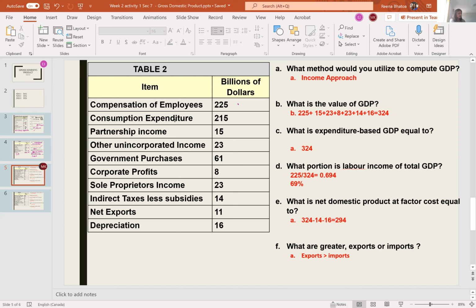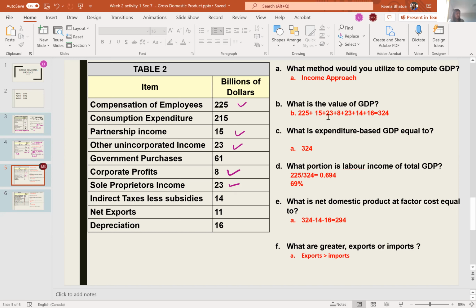We will add this. We will ignore expenditures when we are using the income approach. So partnership income, again, income. Unincorporated income, yes, income. Government purchase is expenditure, ignore it. Corporate profits is entrepreneurs' income. Sole proprietors' income, income. Then indirect taxes, exports, and depreciation. Okay, all these incomes, we will add them. And that's what they did.